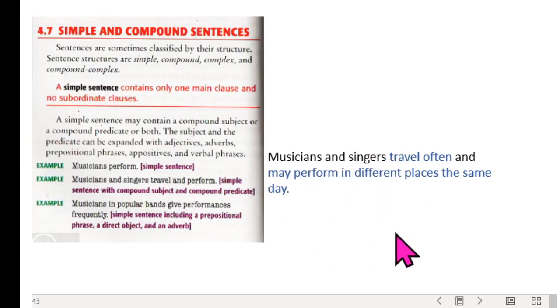What type of sentence is this? It is a long sentence, huh? It is a simple sentence. Why is it a simple sentence? You have one subject only, but you have two verbs.